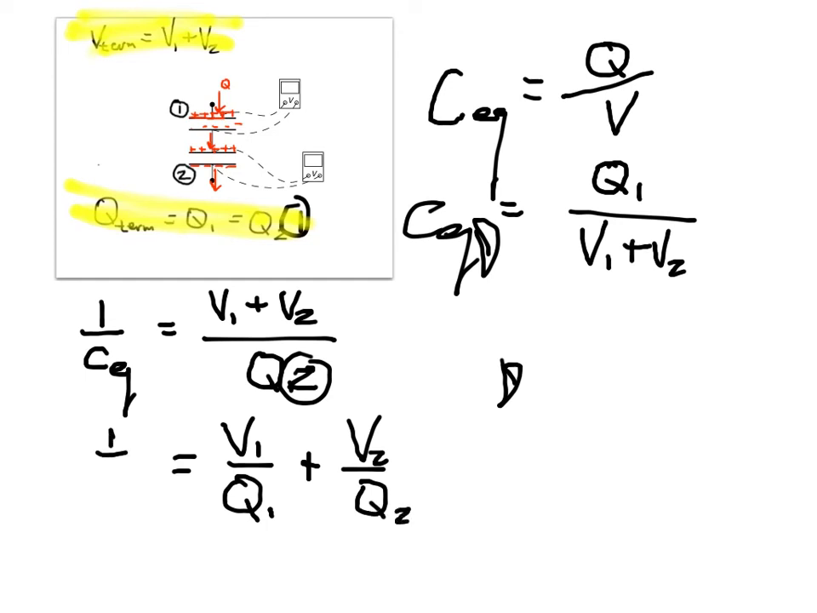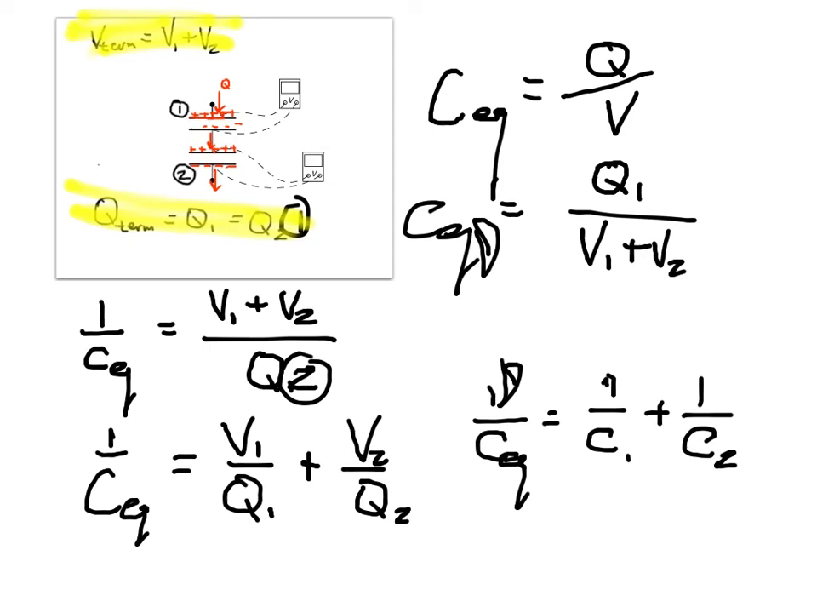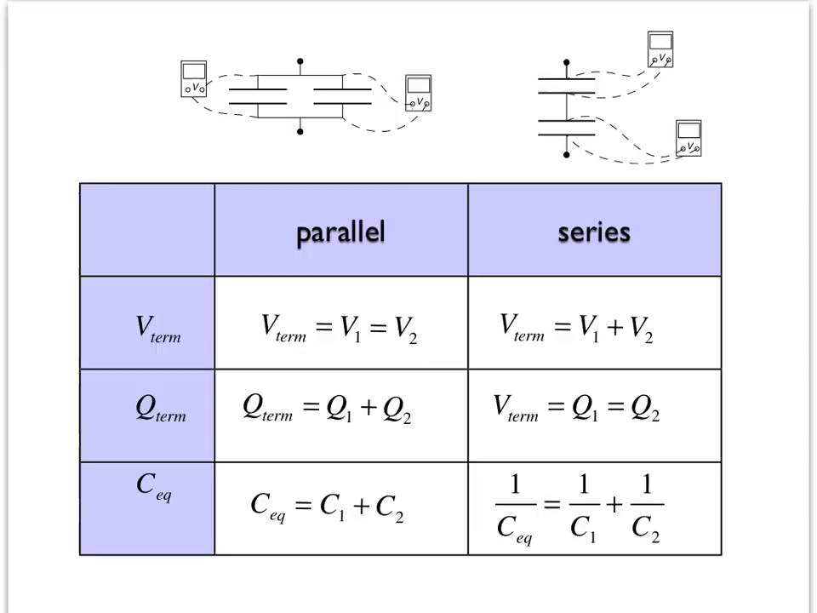And that's 1 over CEQ. And notice that what I have in each one of these terms is the reciprocal of that original capacitance, the reciprocal of capacitor 1 and the reciprocal of capacitor 2. So this tells us that 1 over the equivalent capacitance is equal to 1 over capacitor 1 plus 1 over capacitor 2. And if you have more than two capacitors in series, you can keep on going. You can say 1 over capacitor 1 plus 1 over capacitor 2 plus 1 over capacitor 3, and so on.